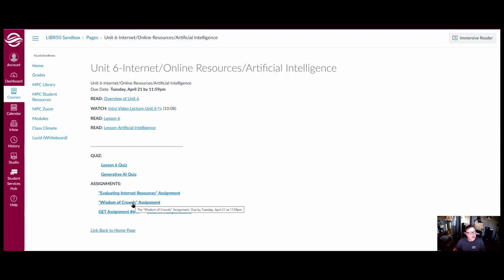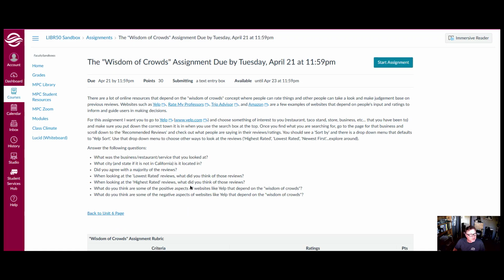And there's a Wisdom of Crowds assignment here. So this is kind of a fun assignment. You're going to choose a business, maybe a restaurant or some kind of business, and you're going to look at the Yelp reviews for it. Okay, and you're going to assess the wisdom of crowds. Okay, what's good, what's bad. So you're going to answer the following questions.